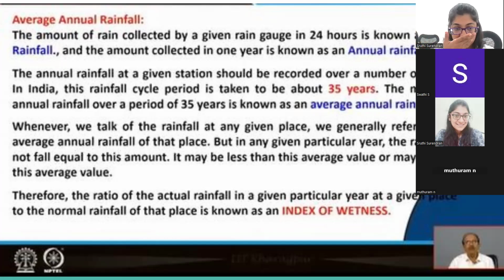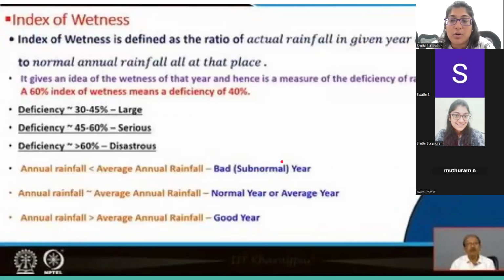in a particular year. Now, for that, the index that is used is called the index of wetness, which is the ratio of the actual rainfall in a particular year in a particular place to the normal rainfall. So this average annual rainfall comes in the denominator, and the annual rainfall for that place in that particular year comes in the numerator, and the ratio between these two values is called the index of wetness. Again, index of wetness is the ratio of actual rainfall in a given year at a given place to the normal annual rainfall at that place.